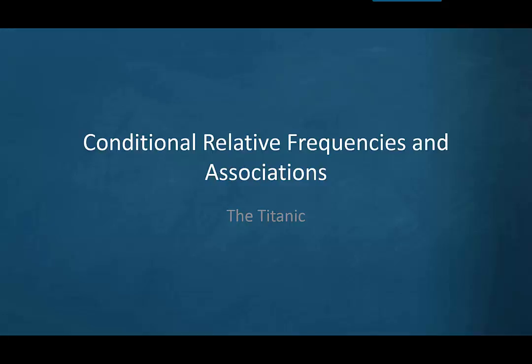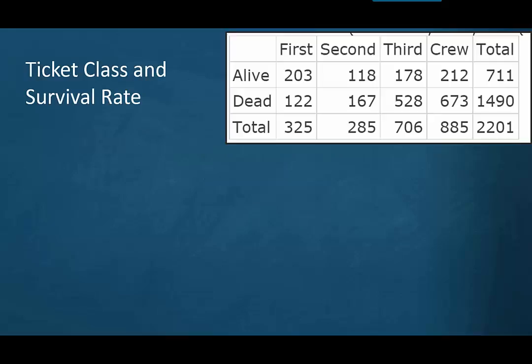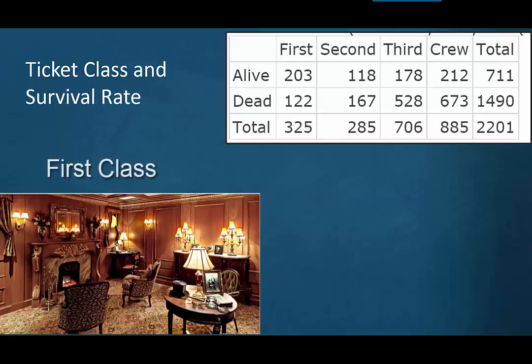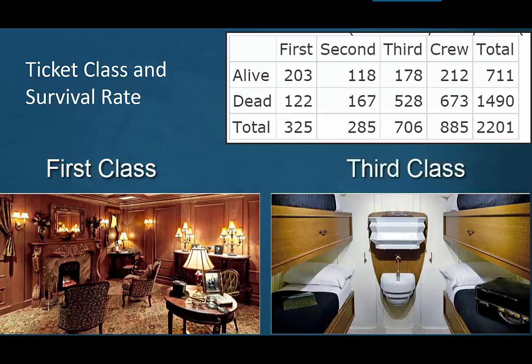So we often want to investigate the relationship between two categorical variables. So consider the following classic example involving the survival statistics for the Titanic and class: first, second, third, and even including the crew. So one obvious question can be asked: is there an association between ticket class and survival rate? That is, did adults who had first class tickets survive at a different rate than those with second class and third class tickets?